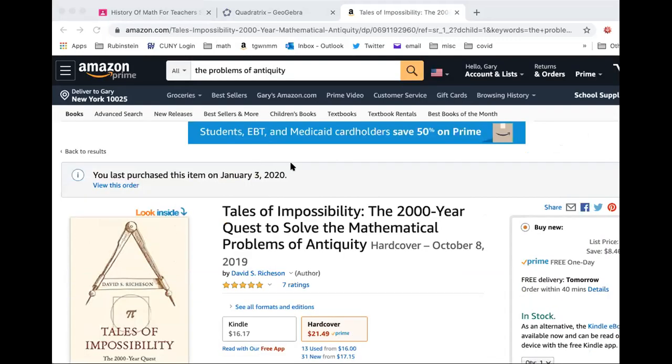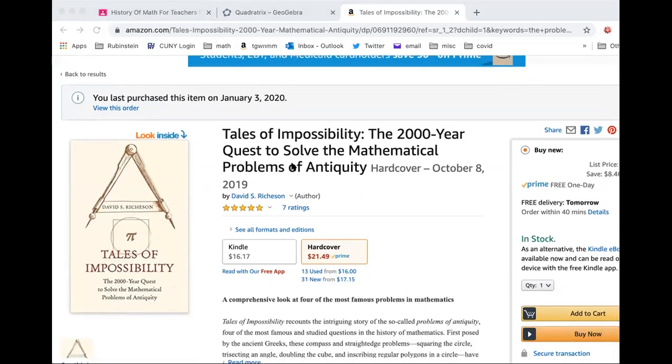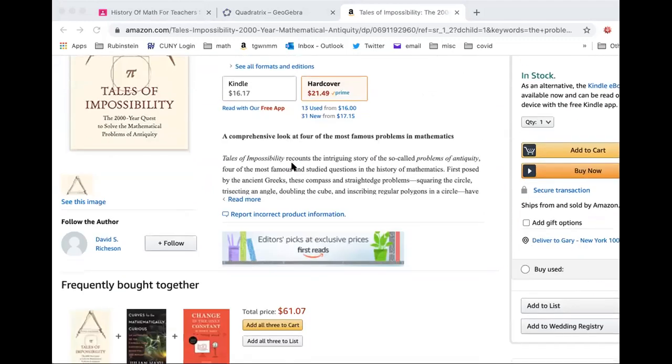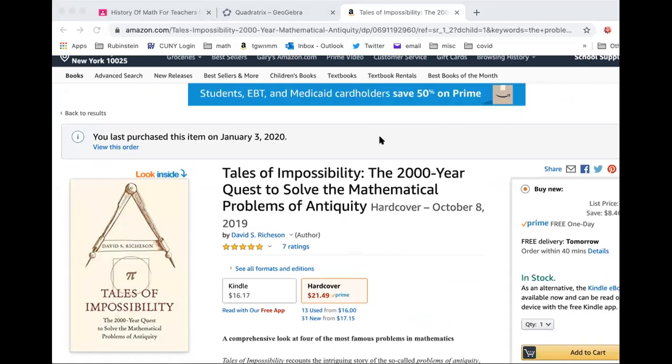You can see I purchased this book on January 3rd, 2020. I haven't finished reading it. I only read the first few pages. I really want to read it because it's, to me, really interesting that for 2,000 years people worked on these 3 problems.